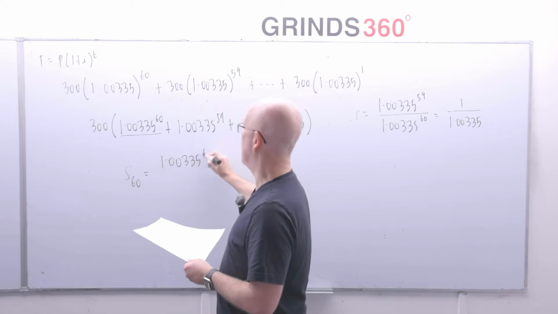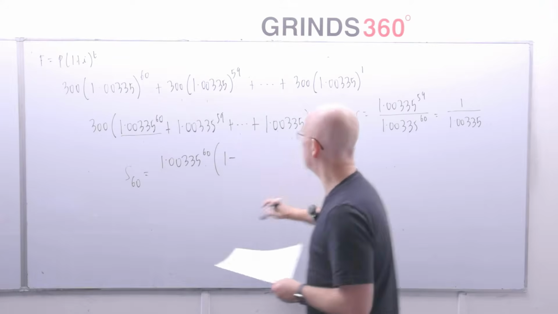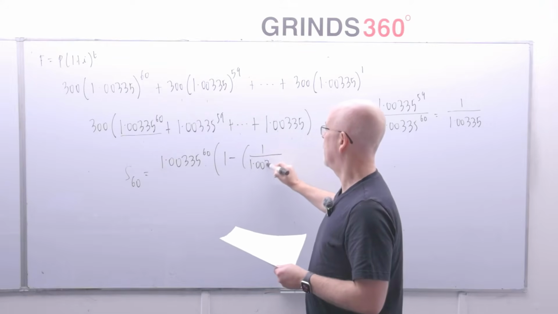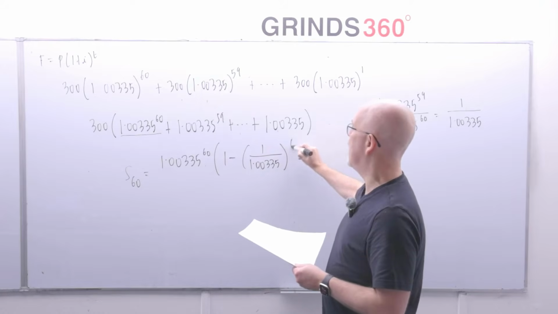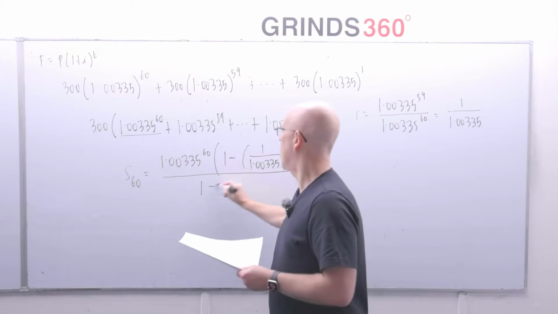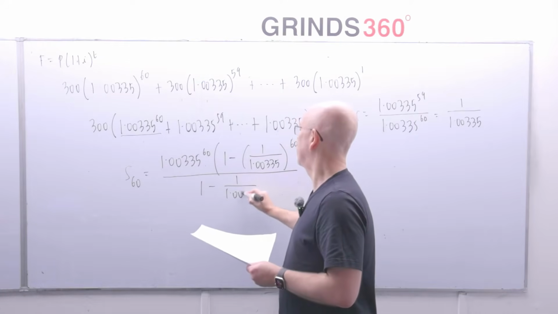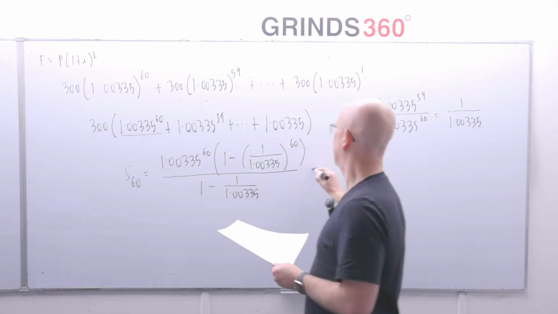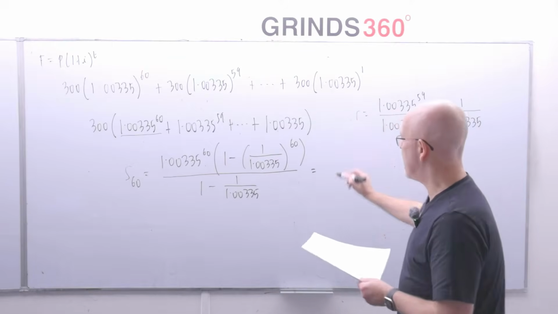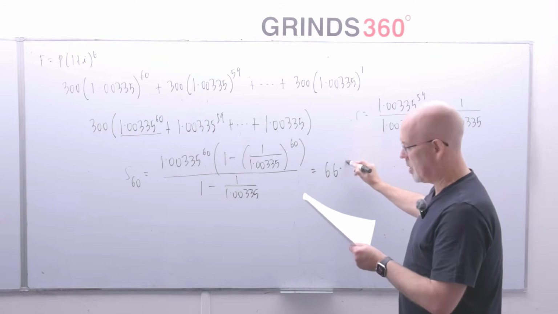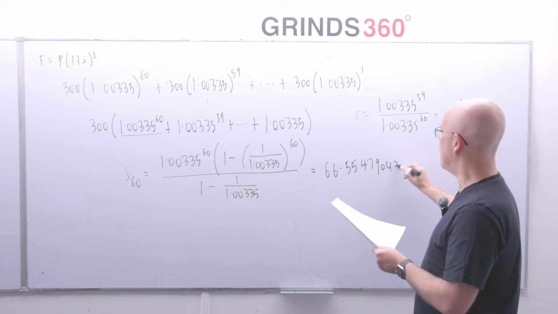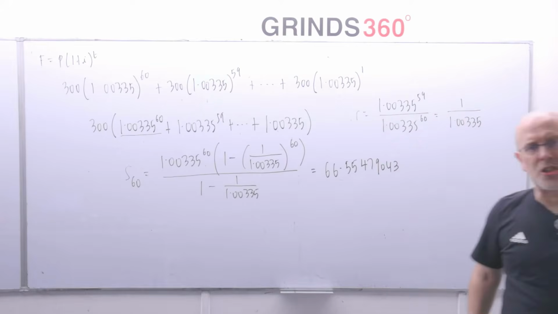All right, so the sum of those 60 numbers is A, which is this guy here, 1.00335 to the power of 60, times 1 minus r, or whatever value for r you're using, to the power of N, to the power of 60, all over 1 minus r. I like this method, it never changes. And if I put that in my calculator, that comes out at like 66.55479043. I'm not sure how many of those decimal places I need just yet, so I'll keep them for a moment.